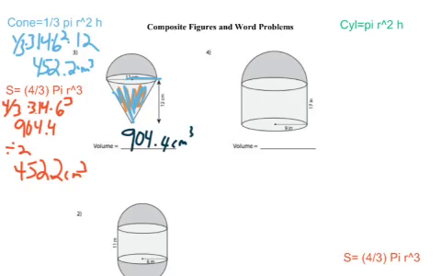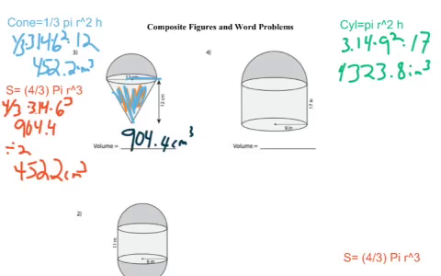That's going to be 3.14 times r squared. In this case, they do give me the radius, so it's 9 squared times the height, which is 17. Enter that into the calculator, and you get 4,323.8 inches cubed. Okay, so that's still only part of the answer.